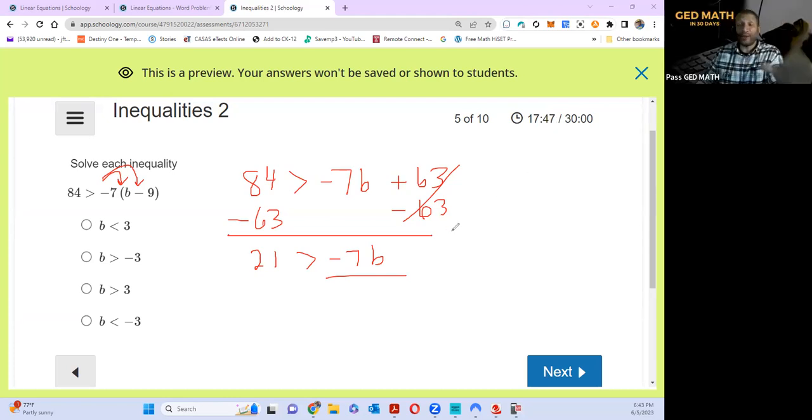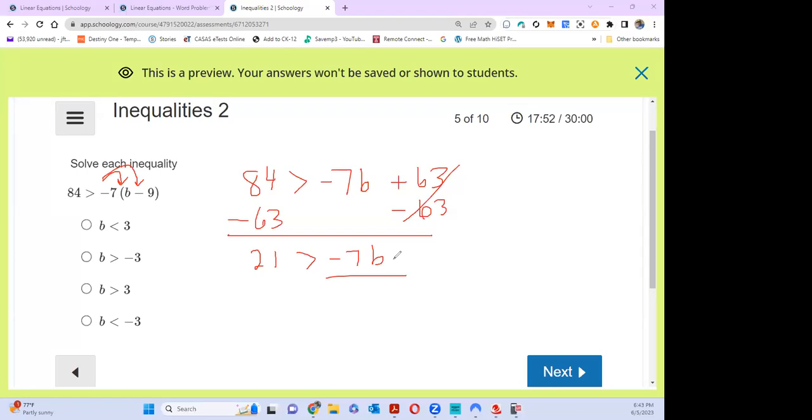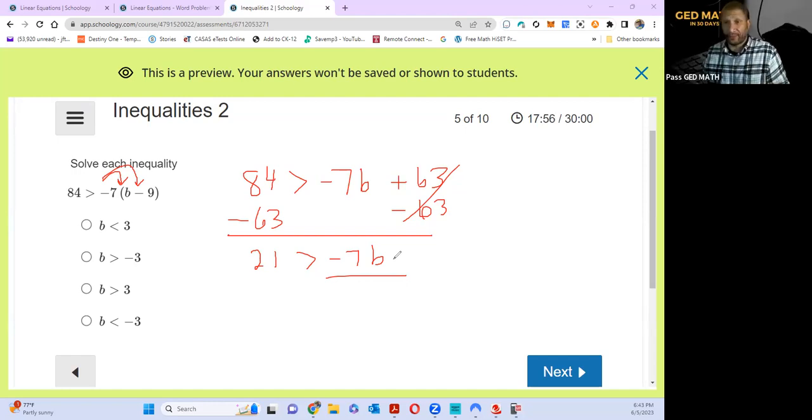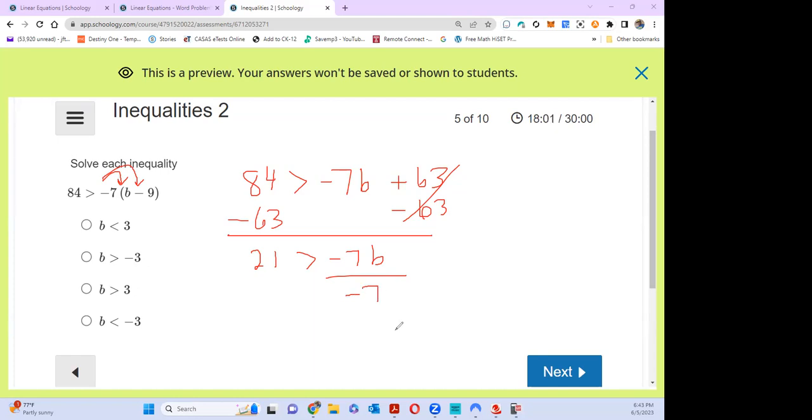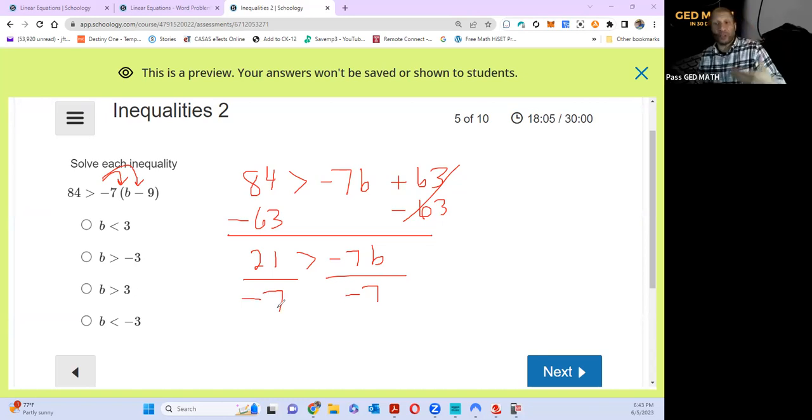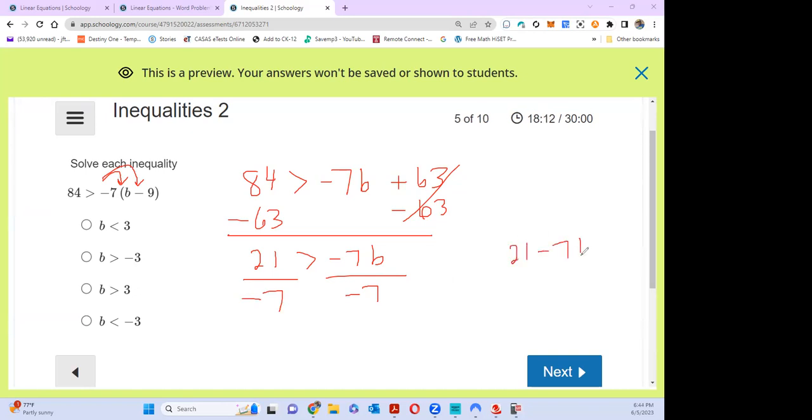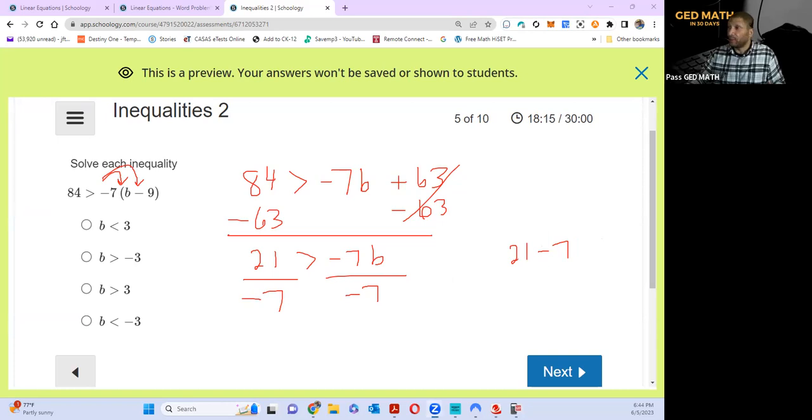Now, minus 7b means minus 7 times b. The inverse operation, or the opposite of multiplying, is divide. So that's why you divide. So I divide by minus 7. Whatever I do to one side, I do on the other. This is what I mean by conceptual understanding. You have to understand why you're doing it, because this is what I saw somebody do the other day. They had 21 greater than minus 7b. The person put plus 7b.